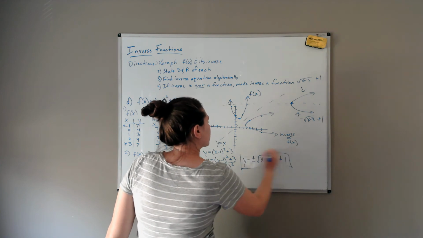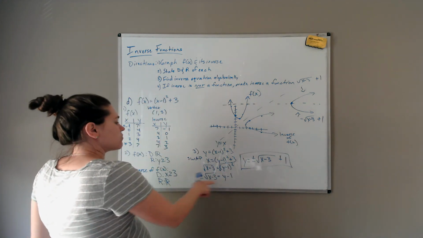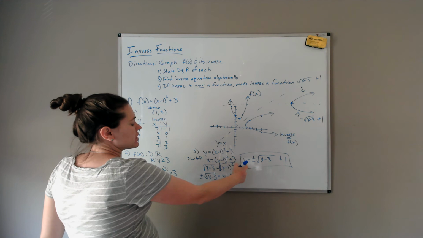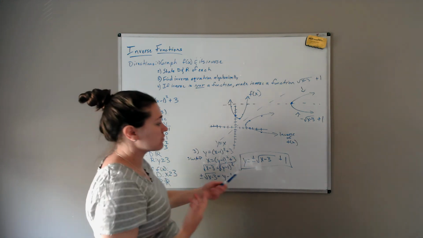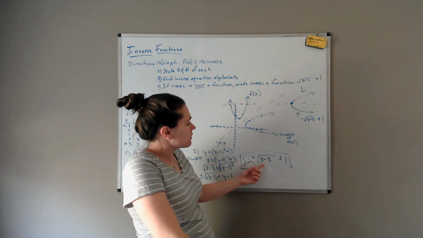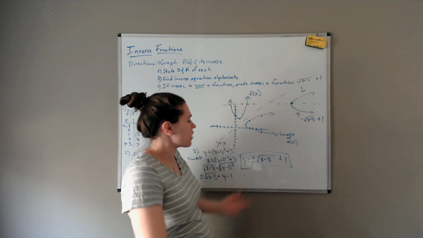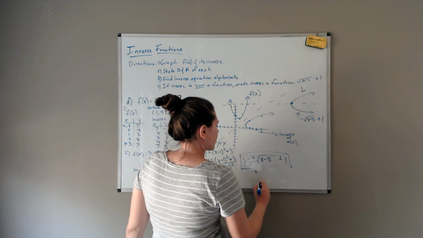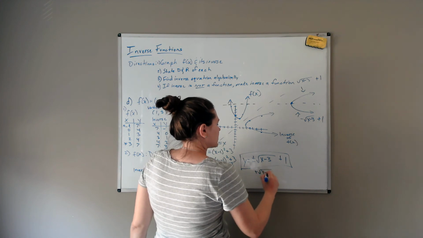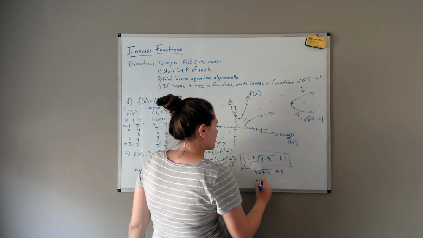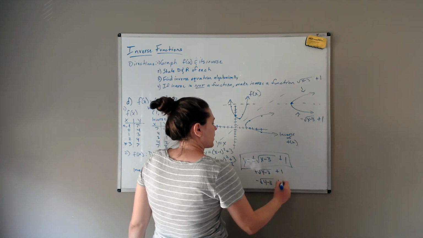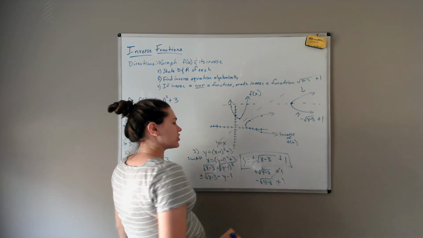For number 3, you don't want to use inverse function notation because this is not a function. Now look, if I plug in the x value of 4, I'm going to get two different outputs because I'm going to have to evaluate this, and then I'm going to have to evaluate this. So this would not be a function.